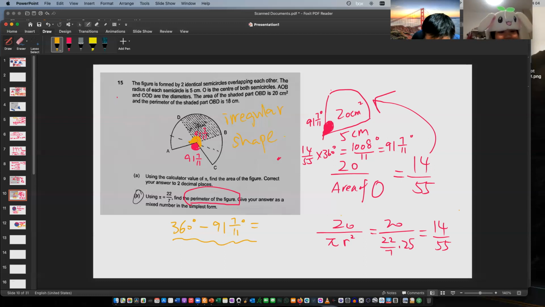268411. 268. Okay. 2684 over 11 degree. Okay, good. So therefore, I can find the perimeter of this figure already. Why? Because I just want to find out this angle. I use the 268. Okay, let me write it below.